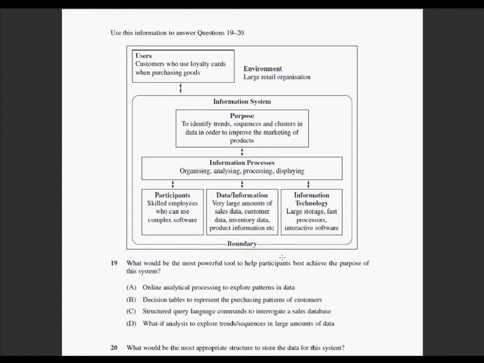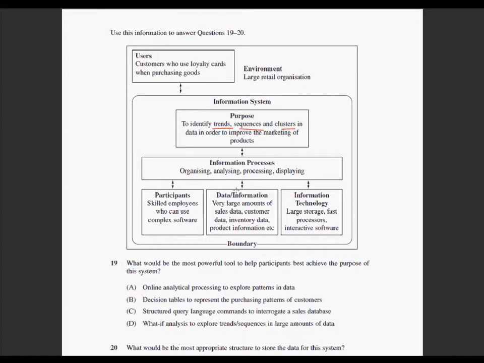This is a databases question, and the question is from this information systems and context diagram: what would be the most powerful tool to help participants best achieve the purpose of this system? So if we look at the information systems and context diagram, it says that the users are customers who use loyalty cards when purchasing goods, and we're a large retail organization, and the purpose is to identify trends, sequences and clusters in data in order to improve the marketing of a product.